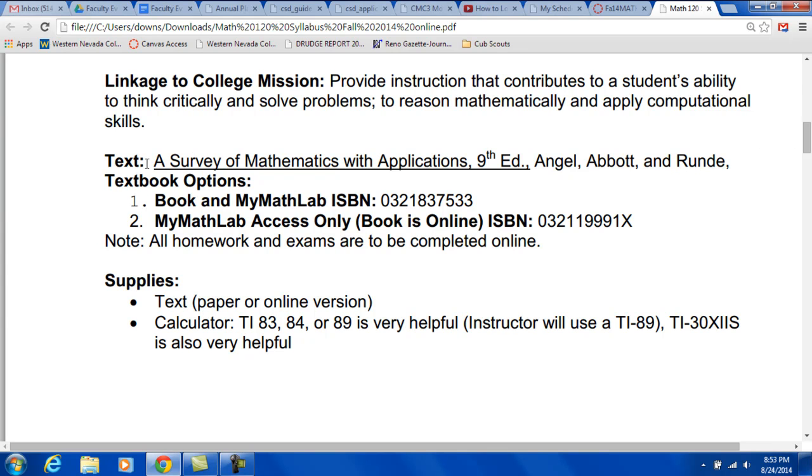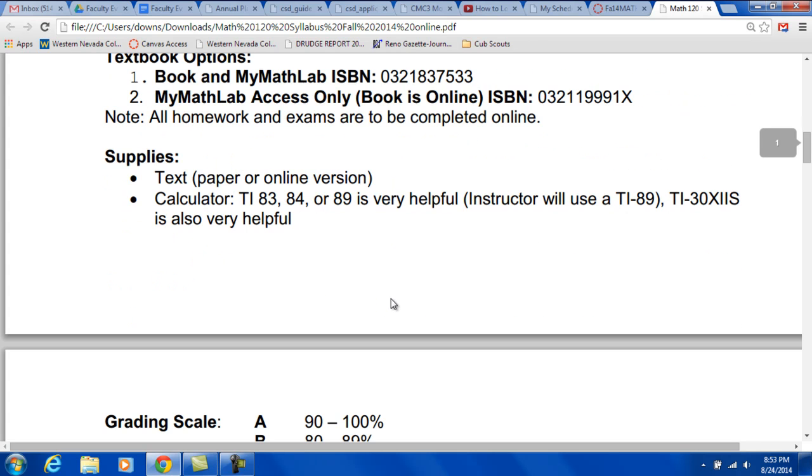For the book for this class, we use A Survey of Mathematics with Applications, Math Edition, by Angel, Abbott and Runde. You have 2 choices. You can do the book with My Math Lab, or you can do the My Math Lab only. But you will be doing your homework and exams in My Math Lab. So those are the 2 options. There is an online book in My Math Lab, so if you just want to get the access and use the ebook, you can do that.